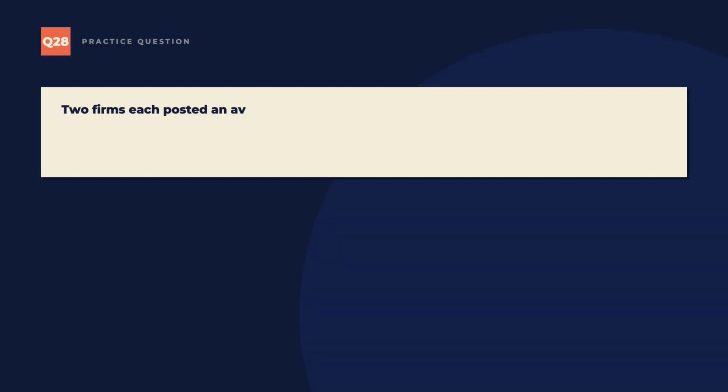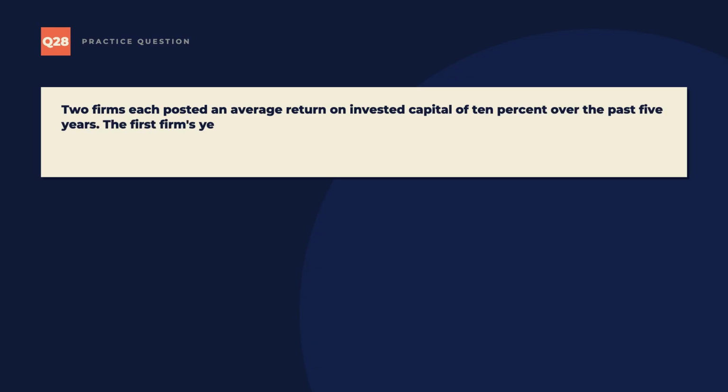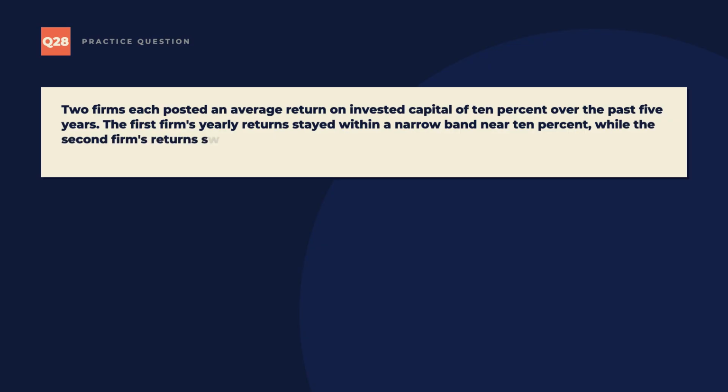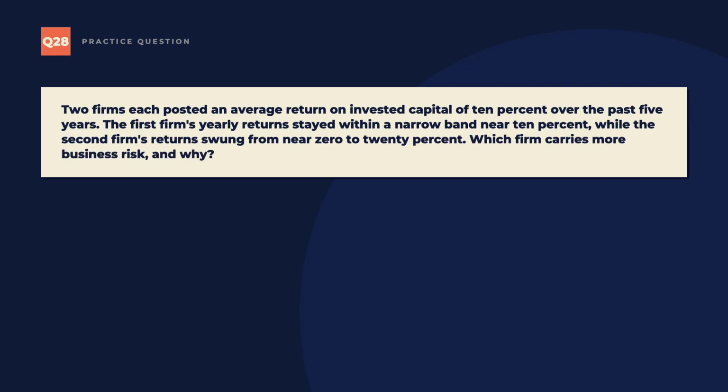Question 28. Two firms each posted an average return on invested capital of 10% over the past 5 years. The first firm's yearly return stayed within a narrow band near 10%, while the second firm's returns swung from near 0 to 20%. Which firm carries more business risk and why?